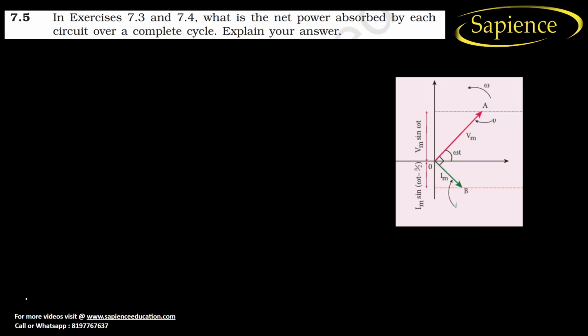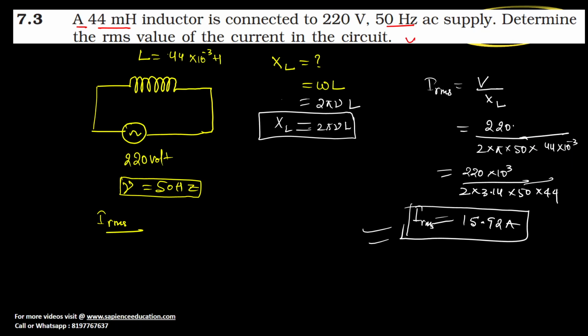Now let's go for the next question, that is question number 7.5. In exercise 7.3 as well as 7.4, what is the net power absorbed by each of the circuits over a complete cycle? So they are asking for net power absorbed. First of all, we need to know question number 7.3. In 7.3 it's a purely inductive circuit. So what will be the power consumption, right? We will use the IRMS we have, 15.92. So let's try to solve this one.